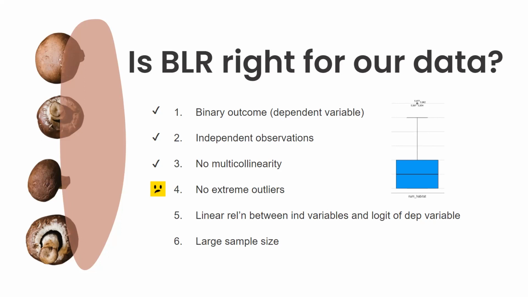I'll talk more about it a little bit later, because this is particularly about habitat, which was one of the variables that I used in my analysis. So I tried to understand what those outliers were, but I couldn't really make sense of how they impacted the data. So this next piece, number 5, there has to be a linear relationship between the independent variables and the logit of the dependent variable.